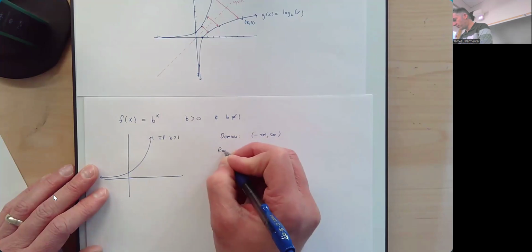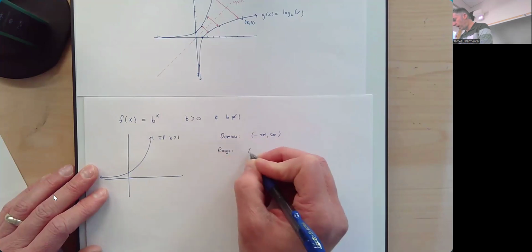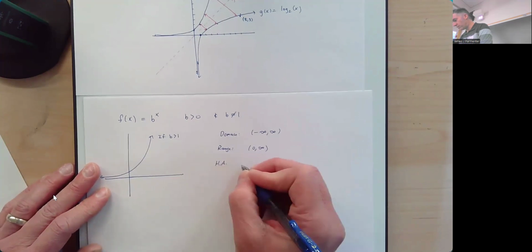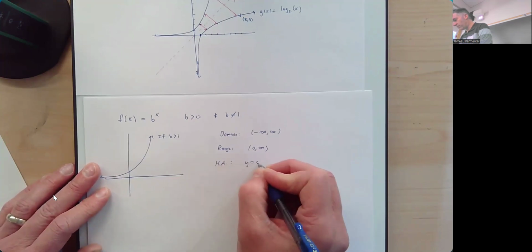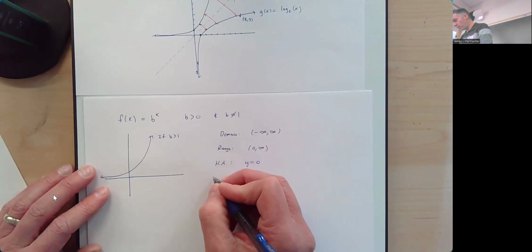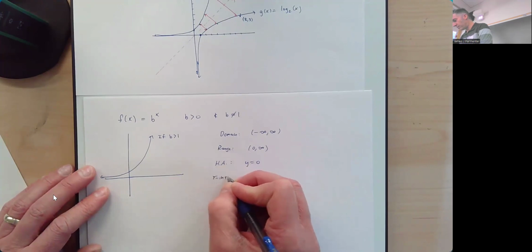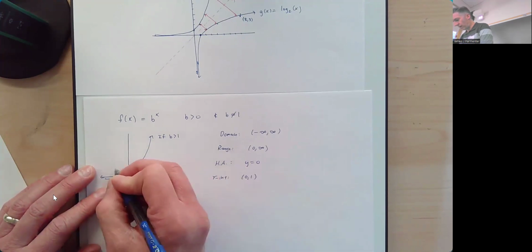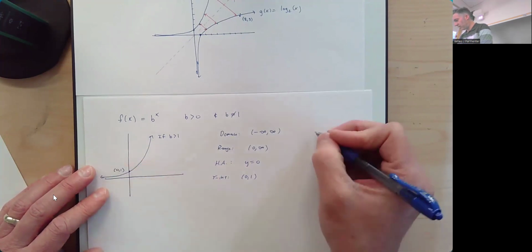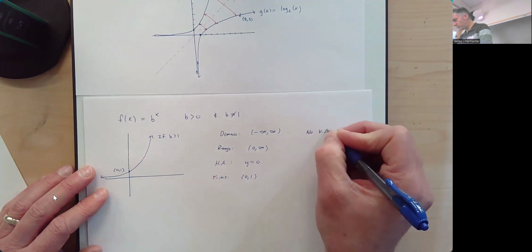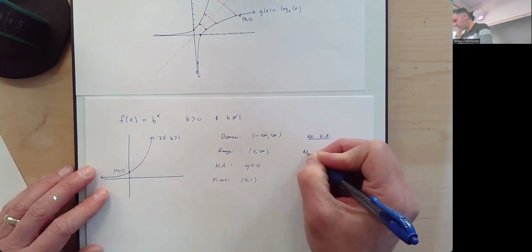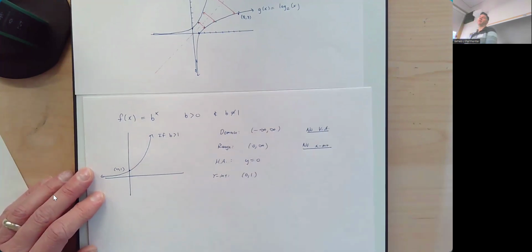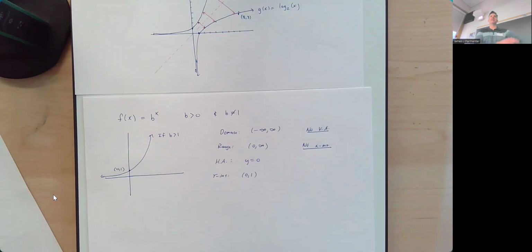Our range was all positive numbers. We have a horizontal asymptote at y equals 0. We have a y-intercept at 0, 1. And although I don't really feel like I need to say it, I am going to say it. We have no vertical asymptote, and we have no x-intercept. And then it's continuous and differentiable, but that's not really what I'm getting at here.